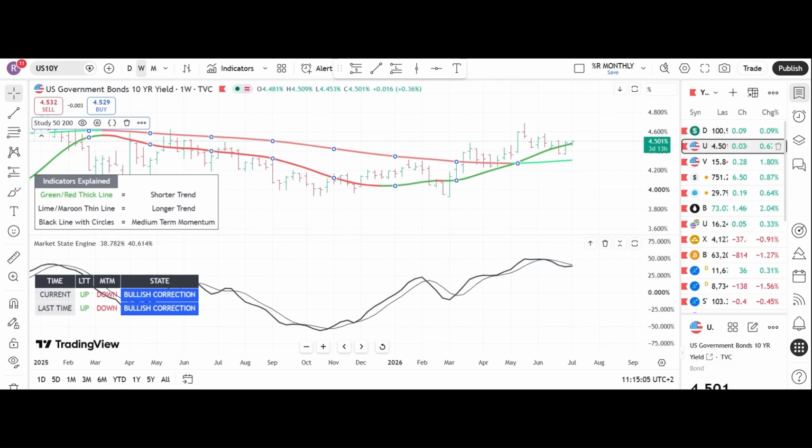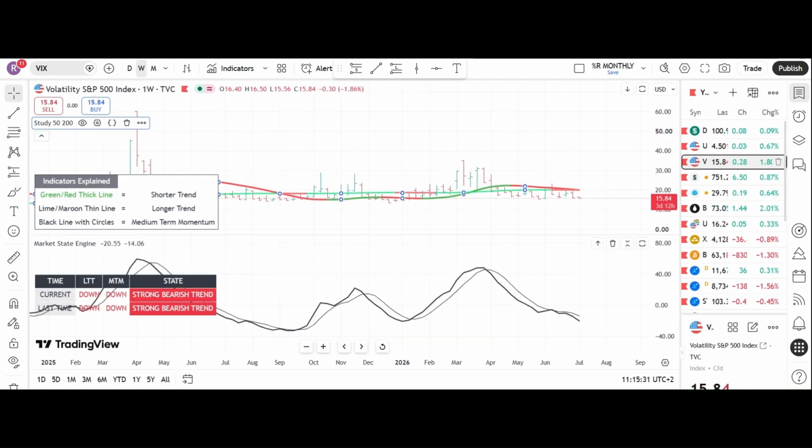The US government bond 10-year yield is continuing its bullish correction, even though we can see that the medium-term momentum to the downside is also slowing down, and both the long-term and short-term trends are to the upside.